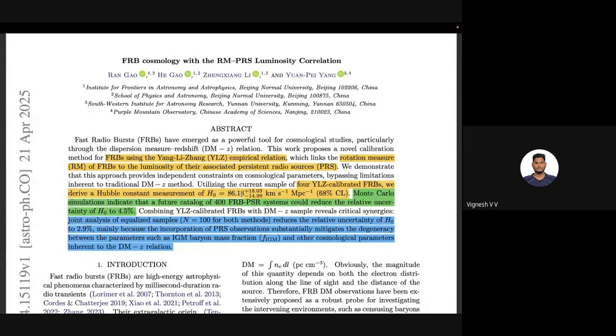So as of now, they have only 4 samples which have this association between FRB and the PRS system. And using these 4 FRBs, they calculate the H naught to be around 86 with the given error at a 68% confidence level. Still, this value is within 2 sigma level compared to the CMB and the local distance method.